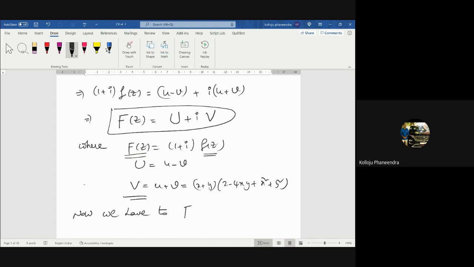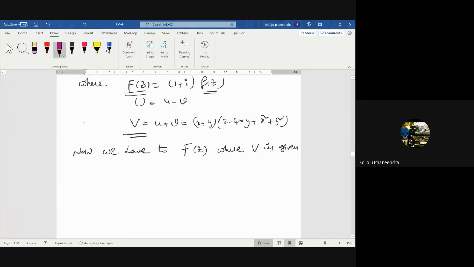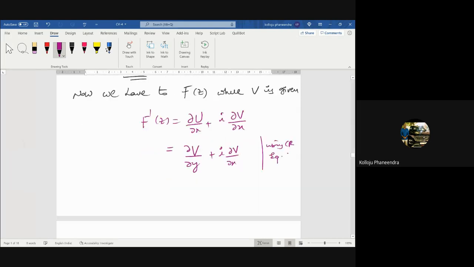Now we have to find capital F of z where V, the imaginary part, is given. Now our Milne Thomson method, where V is given. So the procedure: what is F dash z? Capital dou U by dou x plus i into capital dou V by dou x. I know only V. So using CR equations, what will happen? This is dou V by dou y plus i into dou V by dou x, using CR equation. Okay, this is F dash z.